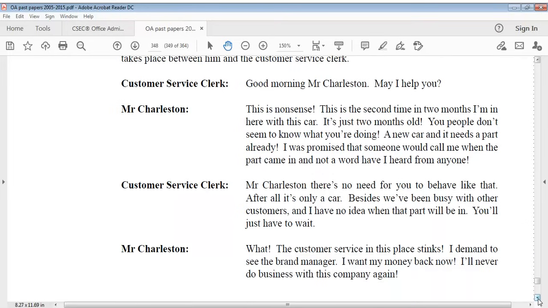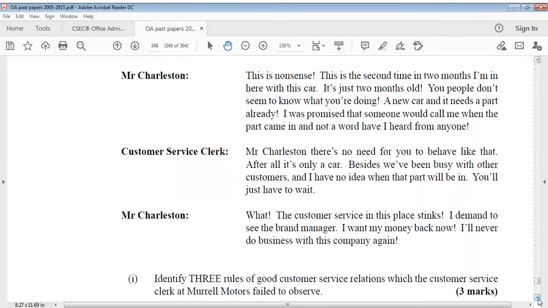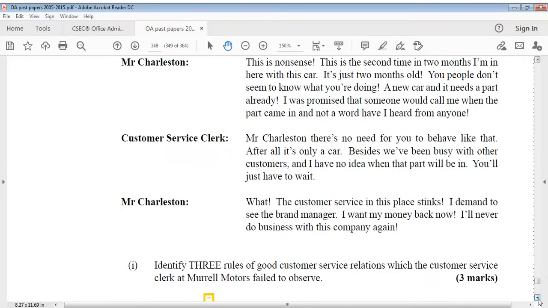The customer service clerk says, "Mr. Charleston, there's no need for you to behave like that. After all, it's only a car. Besides, we've been busy with other customers, and I have no idea when that part will be in. You'll just have to wait." Mr. Charleston, "What? The customer service in this place stinks. I demand to see the brand manager. I want my money back now. I'll never do business with this company again."